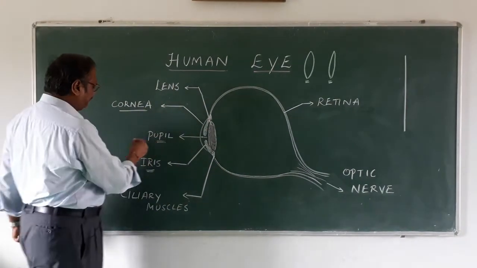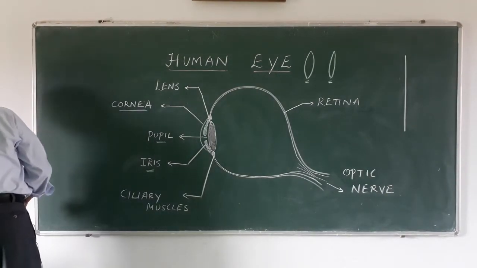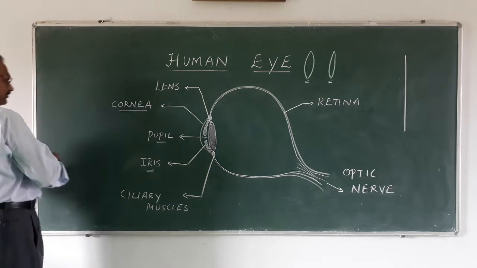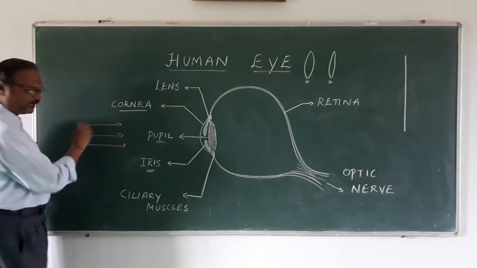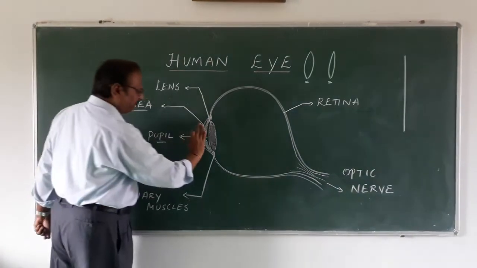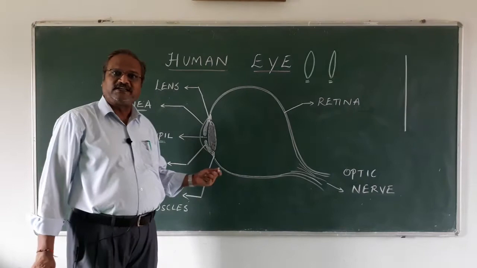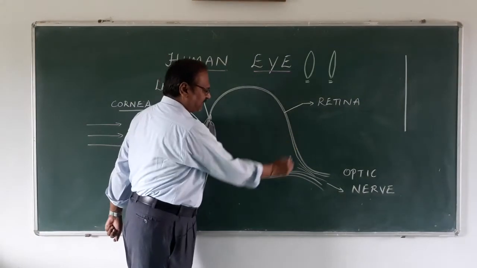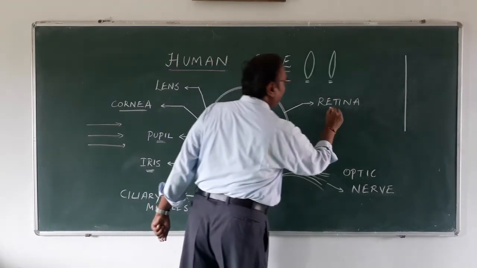Now, let us say the light is entering. I am going to see a tree. The tree is coming, the image is going to be formed. Where will the image form? It will form on the retina. This whole thing here, this is called the retina.